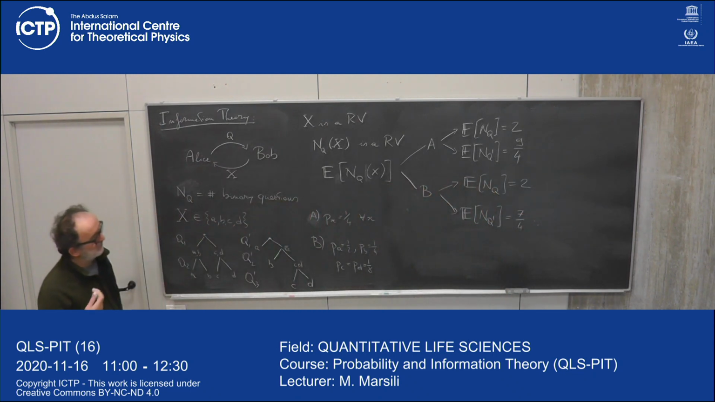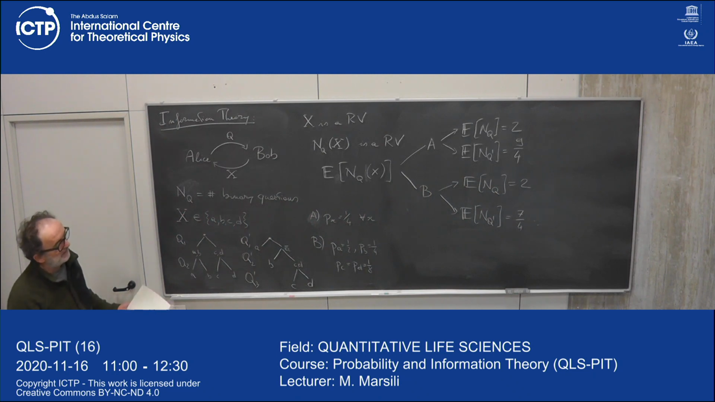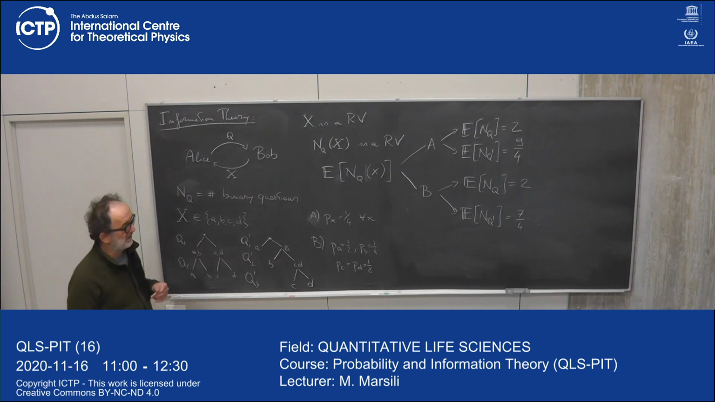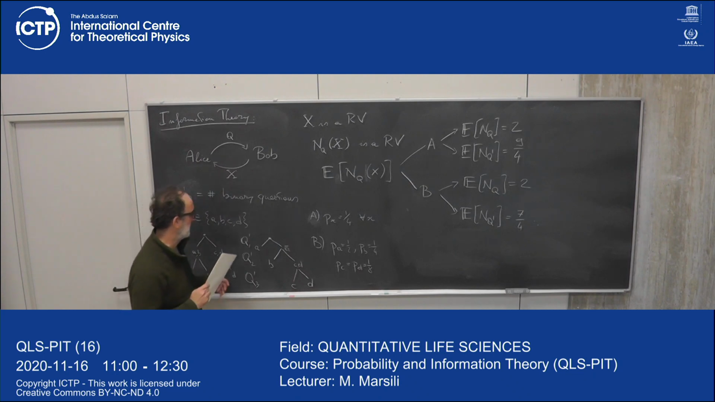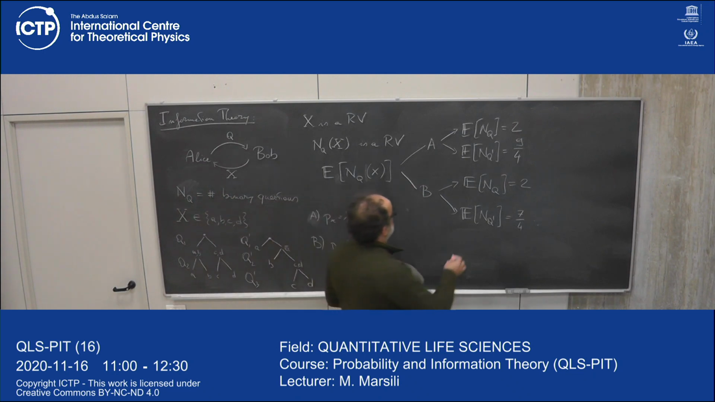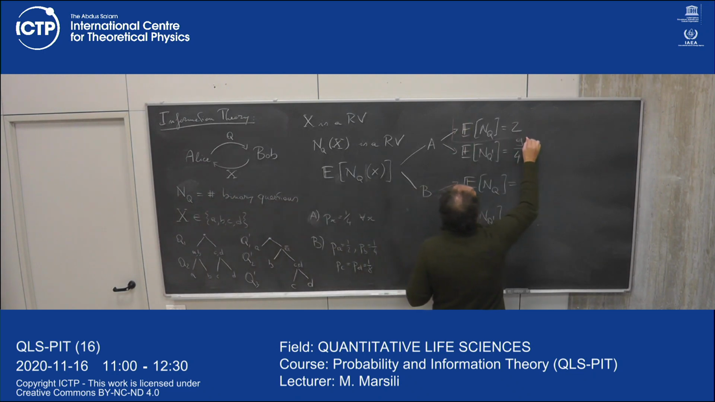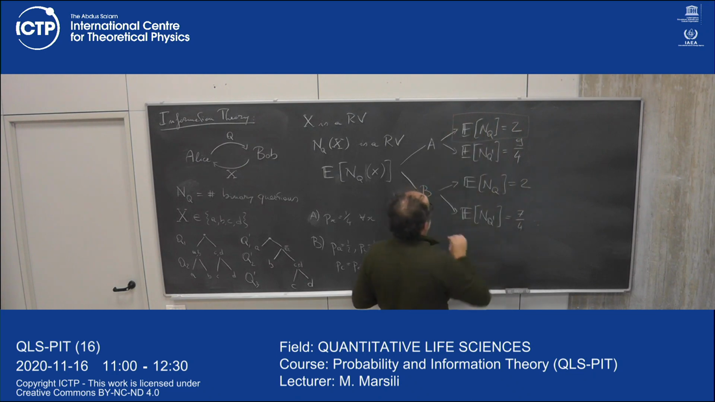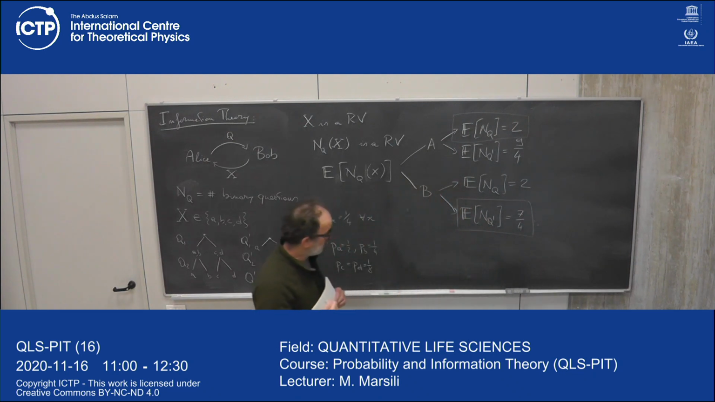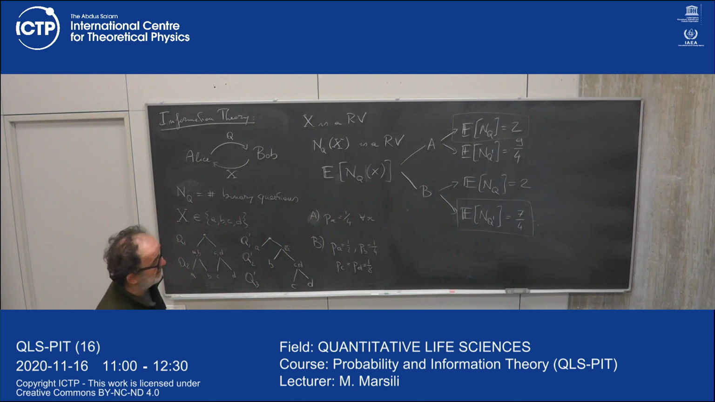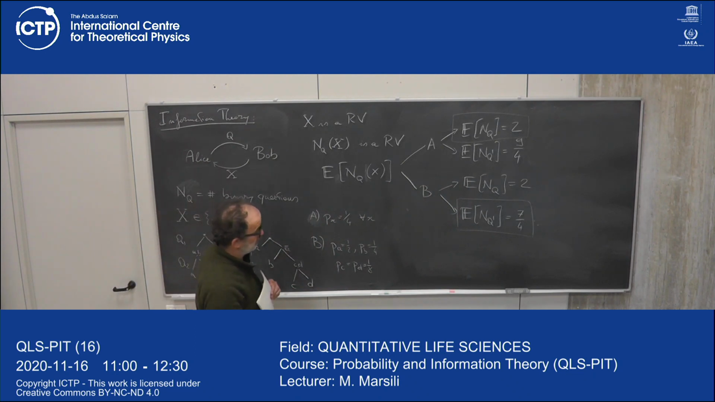Okay, so you see that if Alice wants to be parsimonious in the way in which she asks questions, then she will choose the way to ask questions that minimizes the expected number of questions that she expects that she has to pose to Bob.